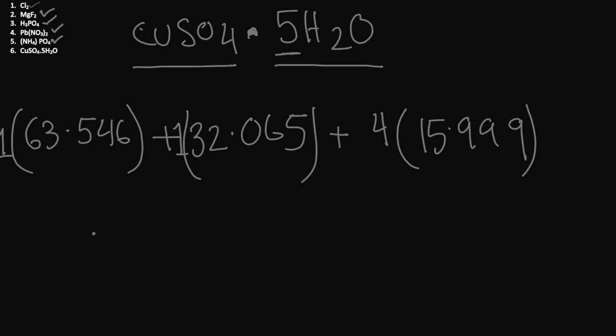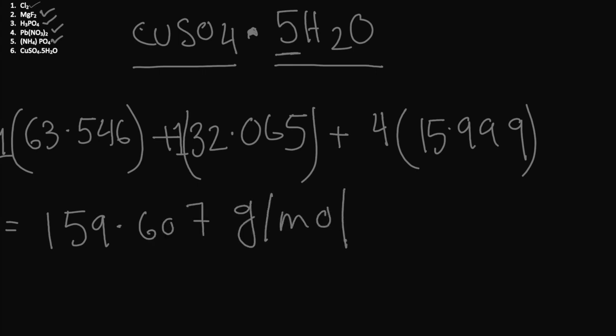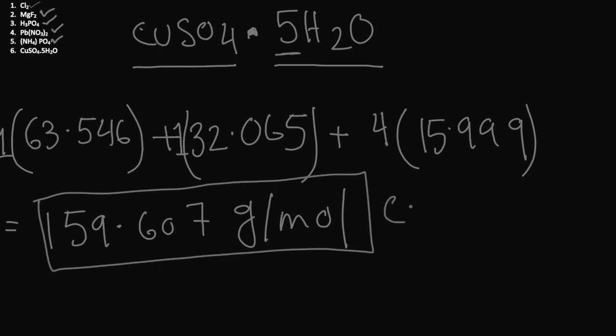Next, we have to add all of them. So after we add all of them, we would get 159.607 grams per mole. So again, this is the mass of copper 2 sulfate. That's for copper 2 sulfate.